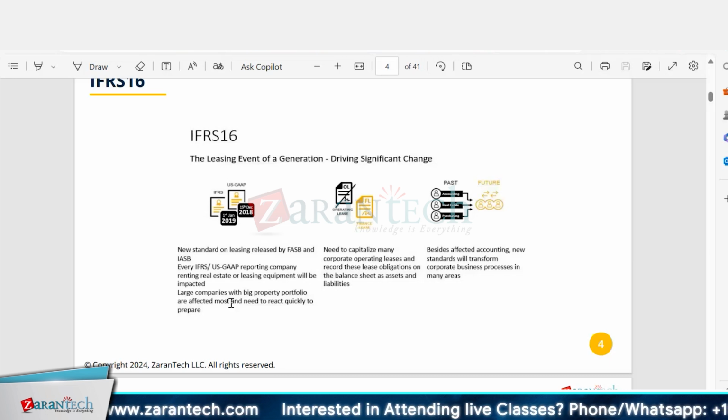So what is the difference between fixed asset and ROU asset? The name itself says right of use. That means the asset does not belong to you, but you have the right to use that asset, because in a lease you have a lease for that asset. That is why it is called a right of use asset. Okay, got it.